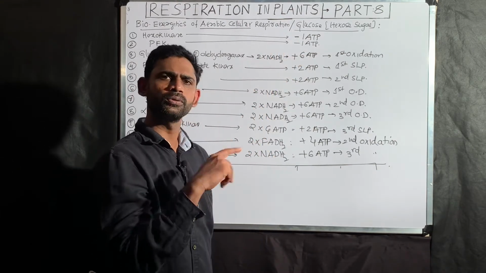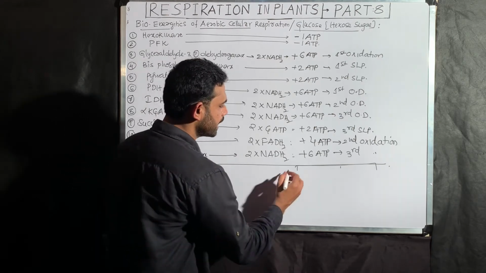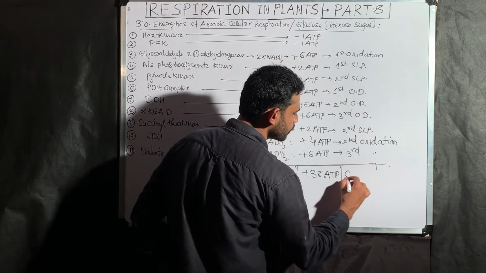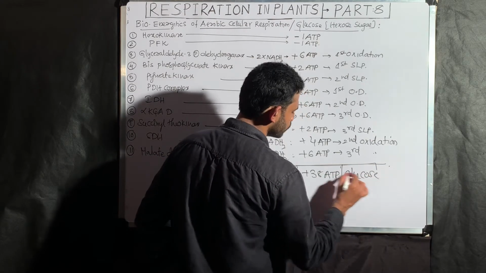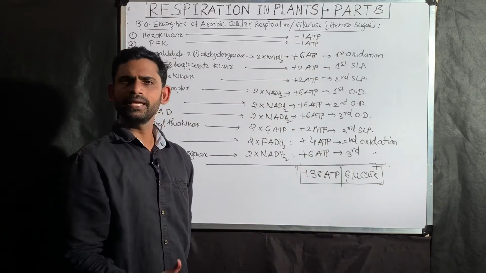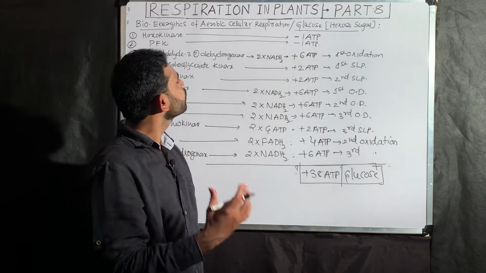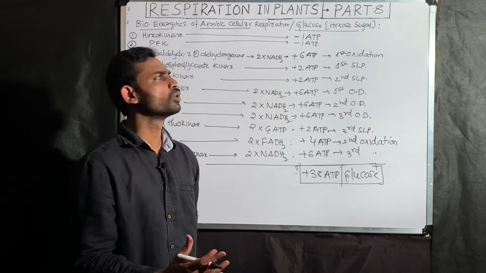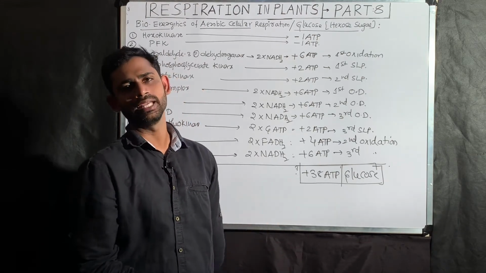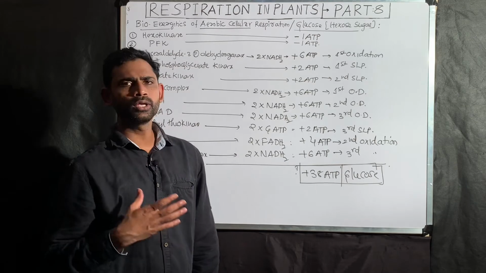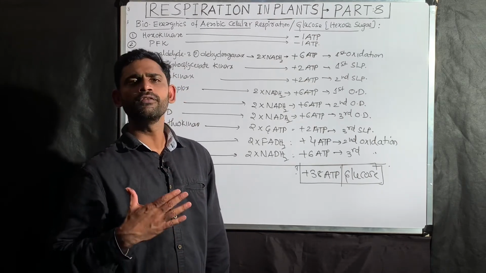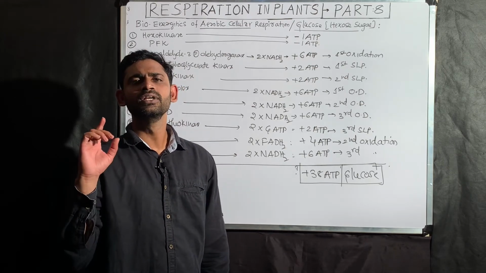So we have to remove the 2 ATPs from the total. That is why we will get 38 ATPs per glucose or per hexose sugar. So the number of ATPs produced during aerobic cellular respiration per glucose or per hexose sugar is equal to 38 ATPs. This is about the bioenergetics of aerobic cellular respiration of glucose or hexose sugar.